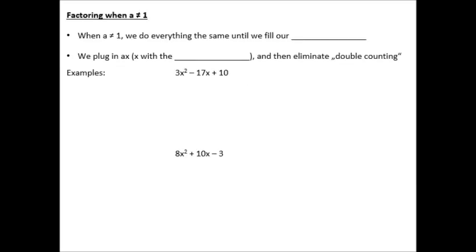Today we'll talk about how to factor when A is not equal to 1. A, remember, is the coefficient of our squared term. When A is not equal to 1, we do everything the same until we get to the point where we fill out our parentheses. And what we do then is we plug in AX as opposed to X. Again, A is the coefficient of our square term. We plug in AX, so X with the coefficient. And then, though, we have to eliminate double counting.